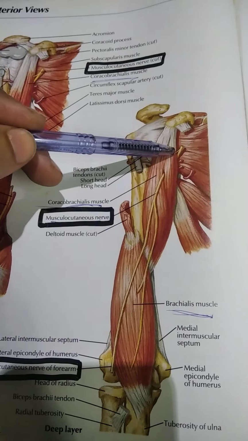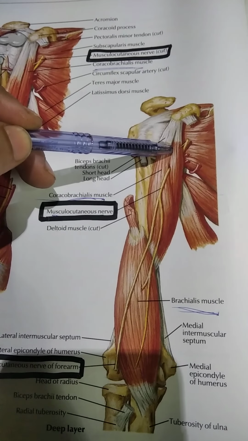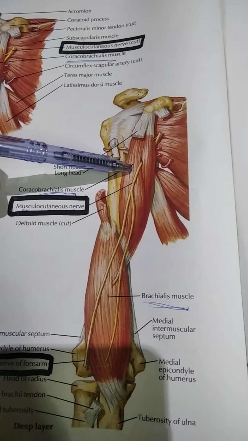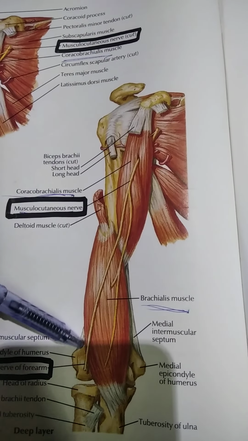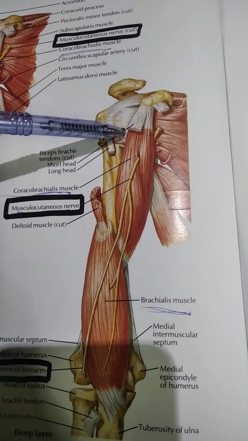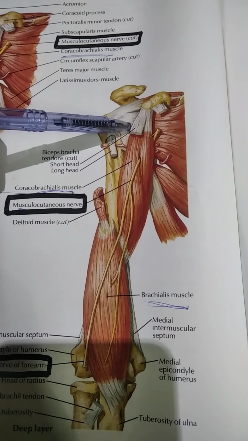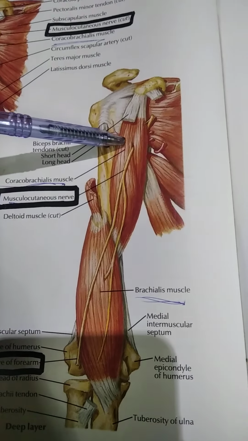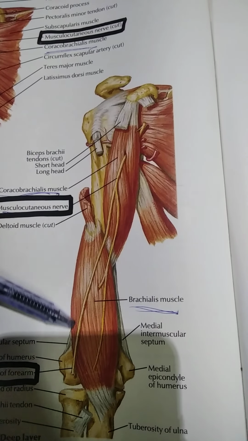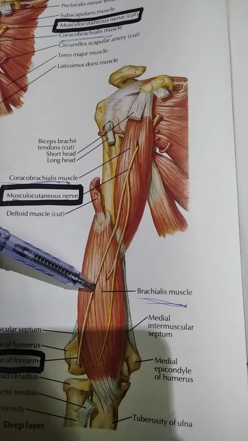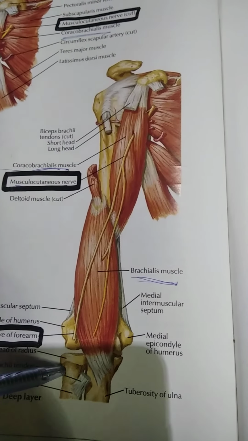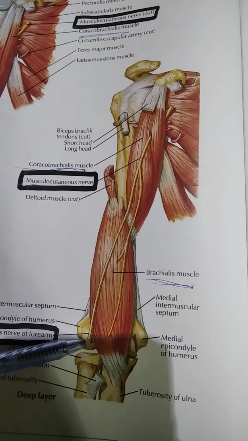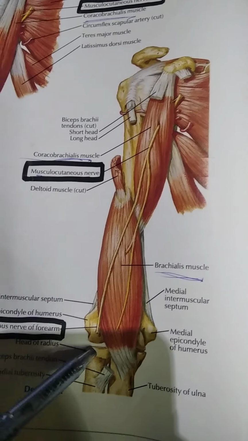So this musculocutaneous nerve leaves the axilla and enters the front of arm by piercing the coracobrachialis muscle, and it runs downwards and laterally between the brachialis and biceps brachii. Here you can see the tendon of biceps brachii, and this biceps brachii muscle is cut off. So it runs downwards and laterally between the biceps brachii and brachialis and reaches the lateral side of tendon of biceps brachii, and it ends by piercing the deep fascia 2 centimeter above the elbow.